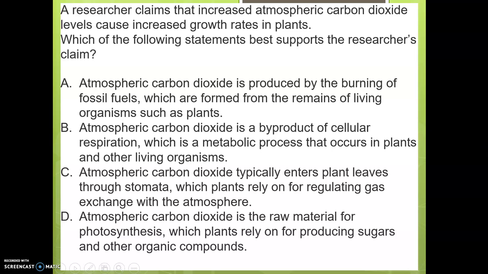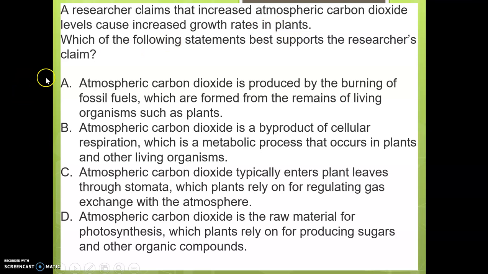So go ahead, take a look at this question. I put it in here so soon because we know the basic premise and basic details of how photosynthesis happens, what plants need and everything. So I put this in here to see where we're at. They want to know which one of these best supports the researcher's claim. The researcher claimed that increased atmospheric carbon dioxide caused an increased growth rate in plants.